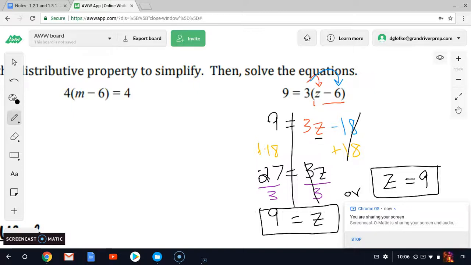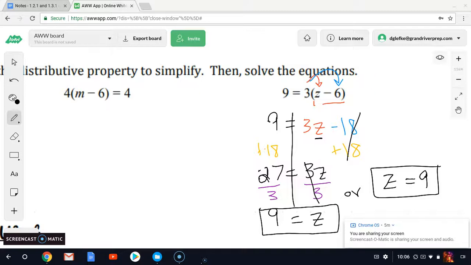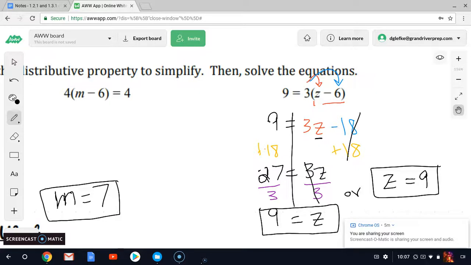So go ahead and pause the video, and you guys can do the U-try on the left, and I'll give you the answer in a second. All right, so you should end up with m equals 7. You want to first start by distributing that 4. You distribute that 4, and then you can add 24 to both sides and then divide by 4.